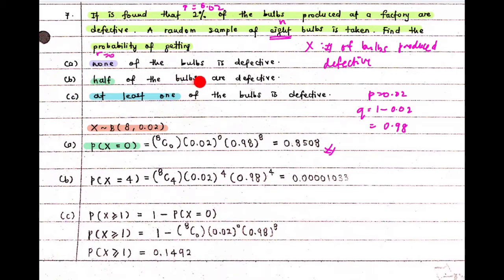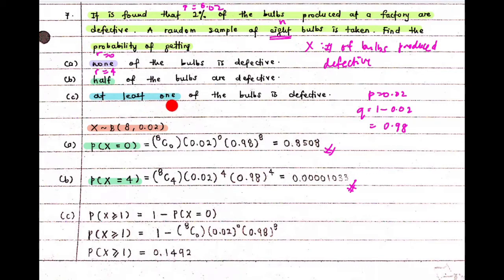Let's see question B. Now half of the bulbs are defective. Half of the bulbs, meaning that the r you want to choose now is equal to 4. Now let's write P(X = 4). Let's open up our formula. nCr, so 8C4, p to the power of r, 0.02 to the power of 4, q to the power of n minus r, so 0.98 to the power of 8 minus 4, which is 4. Just use your calculator. This will be your answer.